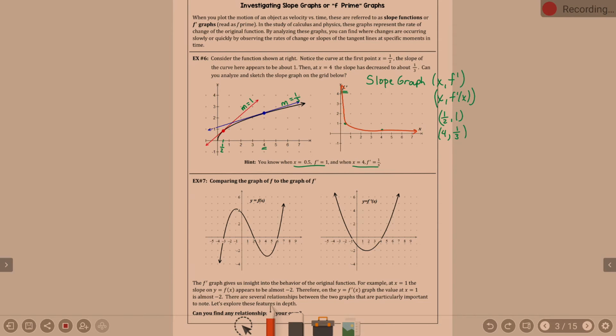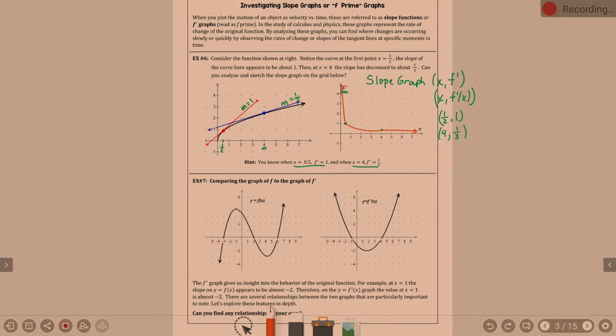Okay. This is a big thing in calculus, and it takes a lot of work to really grasp, but being able to make or read and understand a slope graph, a derivative graph. Okay? Let's look at example 7.